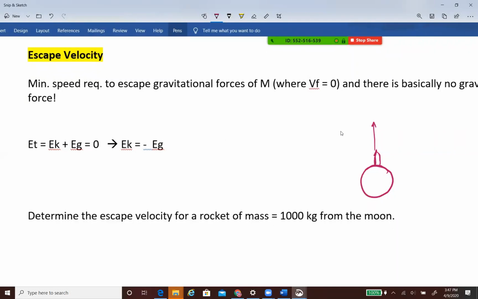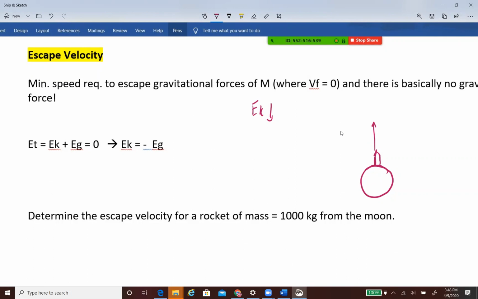Now, you know when you throw something in the air, it slows down because gravity pulls it down. But if you were to throw something fast enough, it would be able to escape the gravitational field of the object that it is trying to escape, in this case the moon. So you shoot something off the moon, like a bullet. We know the bullet is going to slow down. Its kinetic energy is going to decrease, because its velocity is going to decrease.